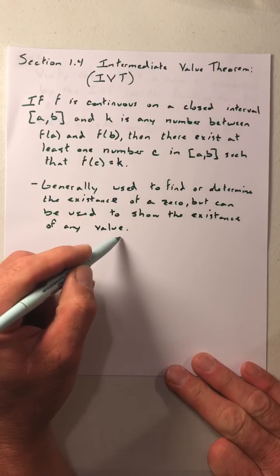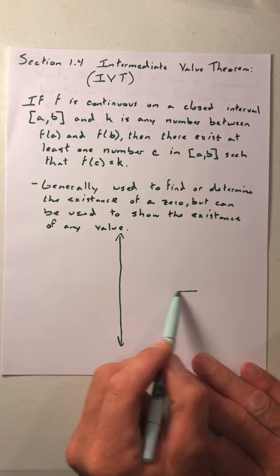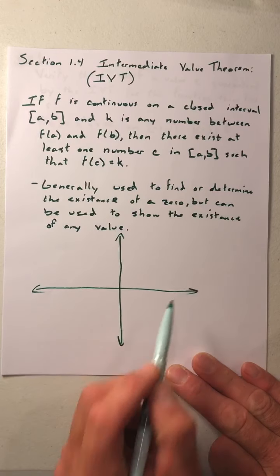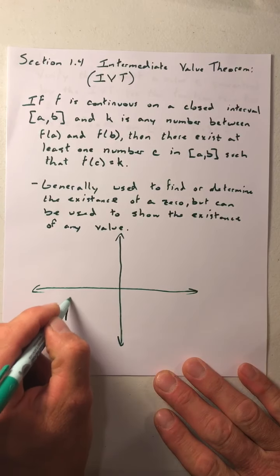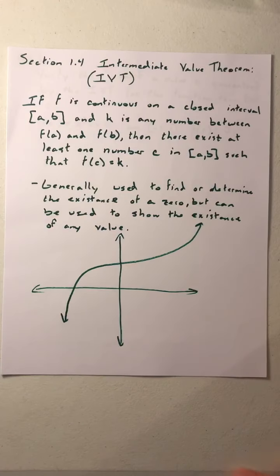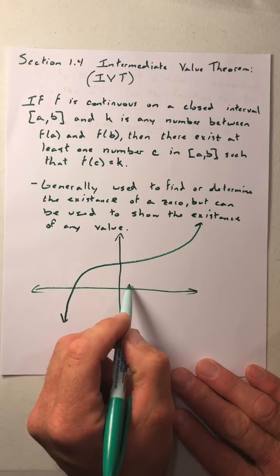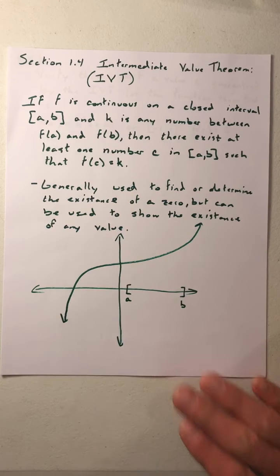What on earth does that mean? Let's draw a picture so we can see what this looks like. The first part says f is continuous. So we have a continuous function, a nice continuous function there, on a closed interval from a to b. So we can put a here and we can put b down here.